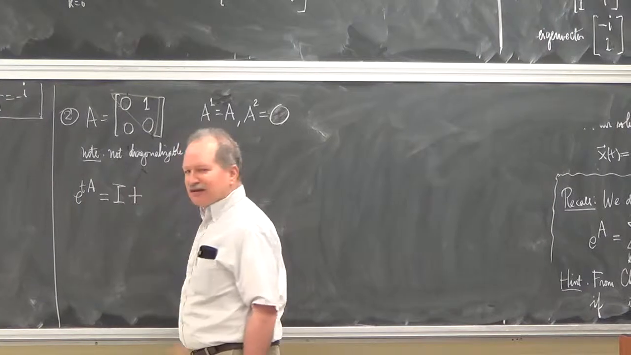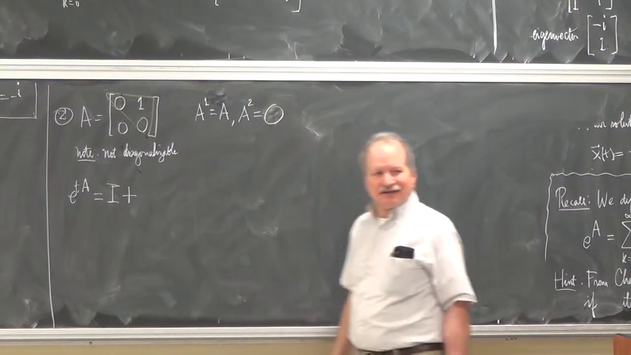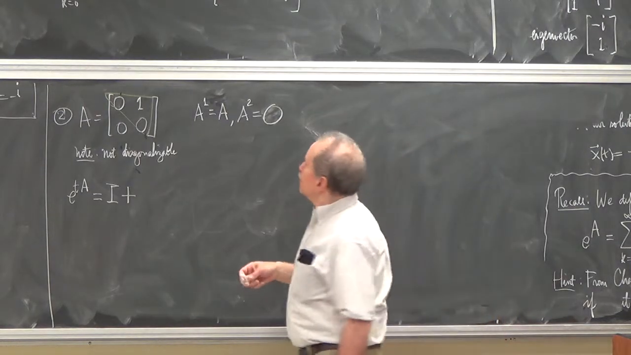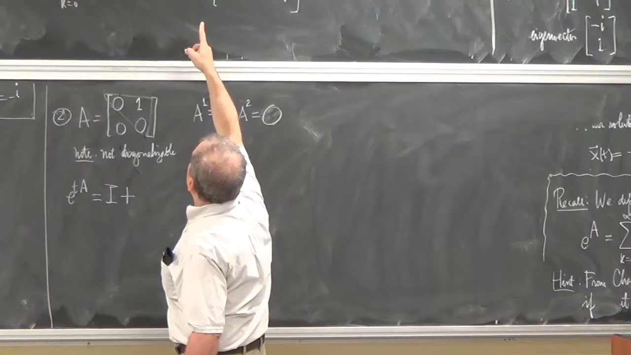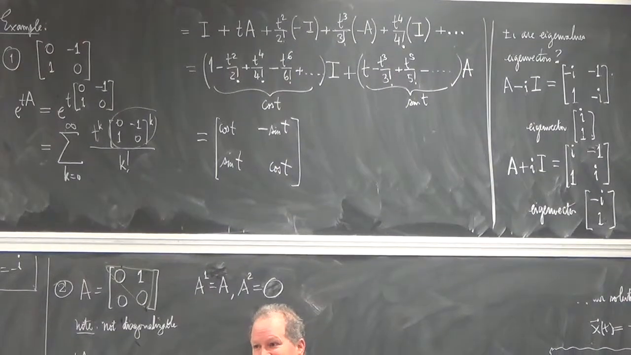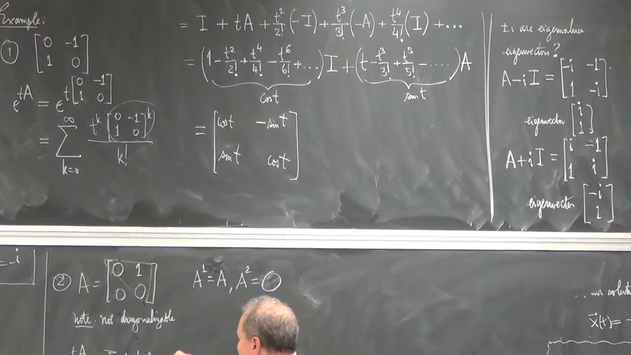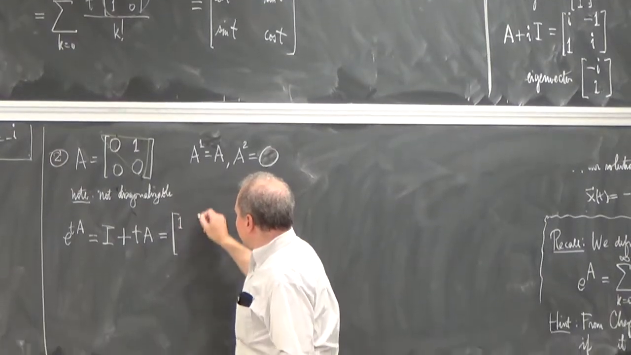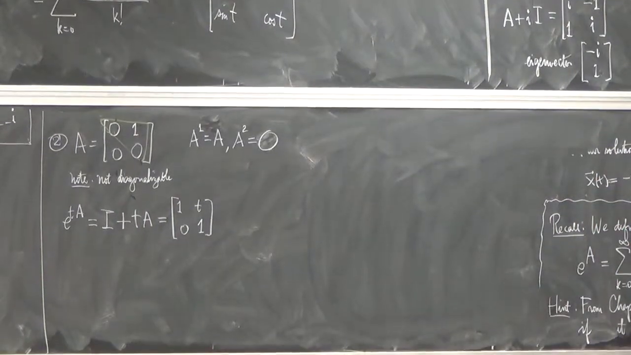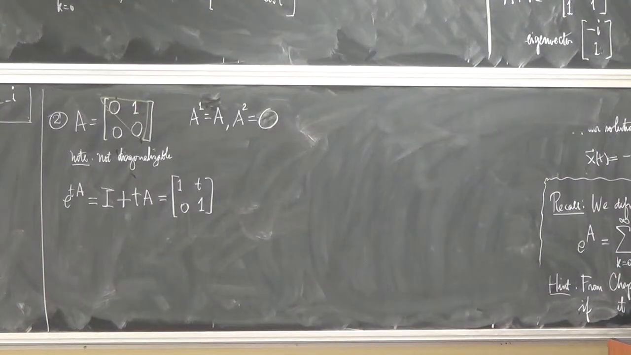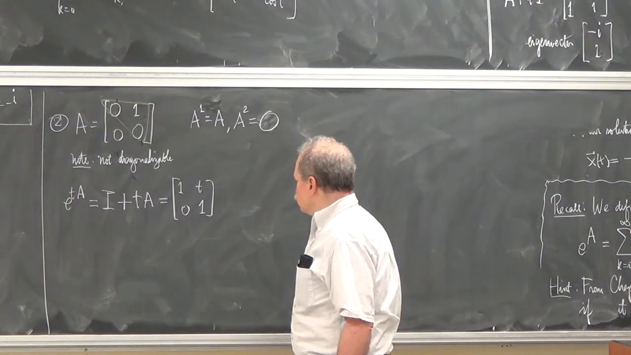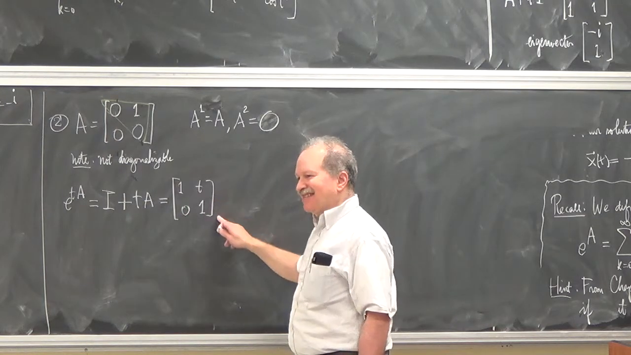Identity plus, do the same power series that we did up there. So TA, plus t squared over 2 A squared, just all of them. So all the rest is 0. So e to the t times A is this very interesting matrix now. Is that diagonalizable? Again, the eigenvalues are on the diagonal.